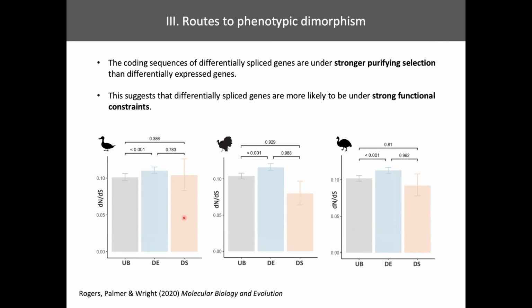And this is consistent with stronger purifying selection acting on the coding sequences. So this increased strength of purifying selection we find suggests that genes that evolve sex differences in splicing are under strong constraint at the coding sequence level. So taken together, these results suggest that when genes are subject to functional constraints, the evolution of sex-specific isoforms may offer a more viable mechanism than changes in expression level to achieve sex-specific functions.